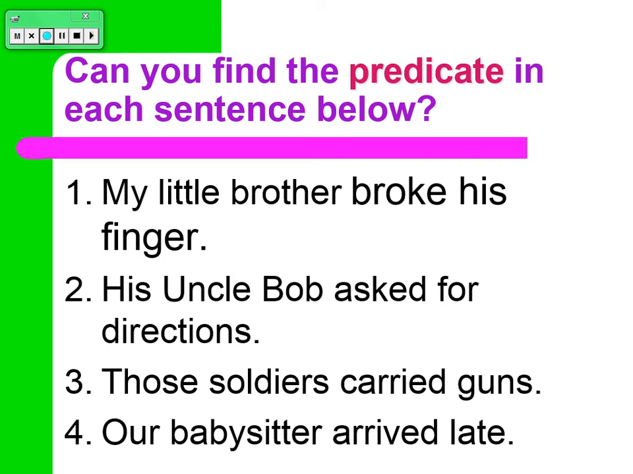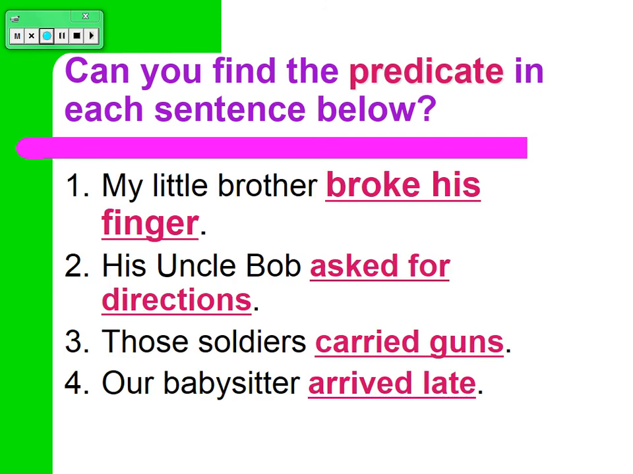You start with the verb, and then you go through all of the modifiers and adjectives and prepositional phrases that go along with the verb. So these are the answers for the predicate. Broke his finger, asked for directions, carried guns, arrived late. You can always check yourself for the predicate by asking yourself, okay, what did the subject do? Or what did the subject want? Or what does the subject like? Or what about the subject is being told to me?